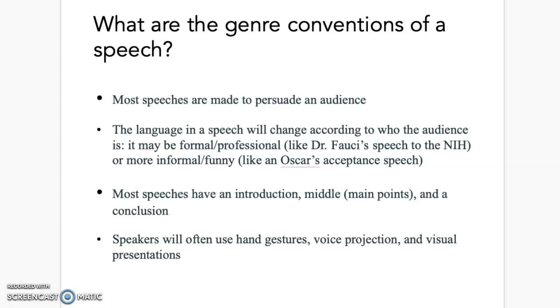And most speakers will use hand gestures and voice projection, meaning they're making their voice loud so it can project across the whole audience. And some will use visual presentations as well. So those are all genre conventions that you want to think about as you're analyzing your speech. Is your speaker adhering to those conventions, or are they doing something wildly out of the ordinary? Are they singing during part of their speech? That would be pretty out of the ordinary.